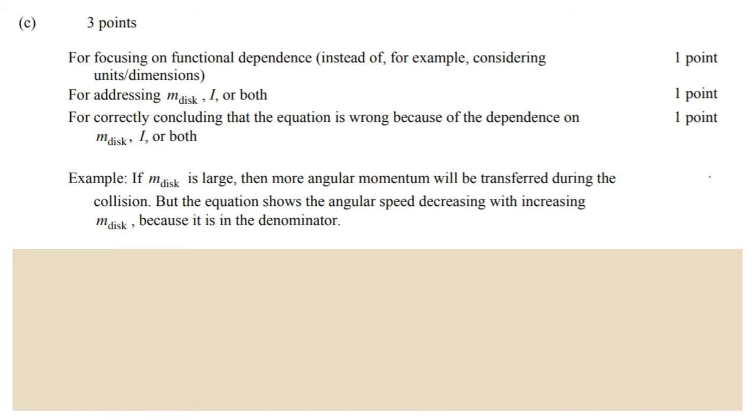You get 1 point for addressing the mass of the disk, the rotational inertia, or both, and you get 1 point for correctly concluding that the equation is wrong because of the proportionality that's shown for M or I, or both. And their example here says if M disk is large, then more angular momentum will be transferred during the collision, but if the equation shows the angular speed decreasing with M disk because it is in the denominator, obviously, you could just reverse that for the I explanation and it would get you full credit as well.